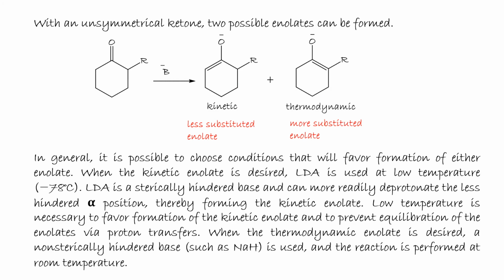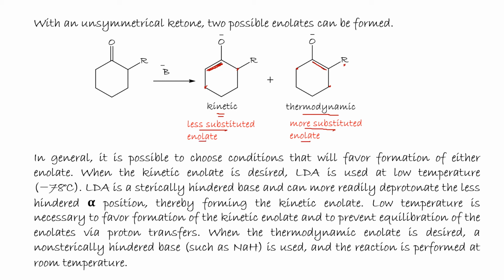For an unsymmetrical ketone, two possible enolates can be formed. One we call kinetic, with the less substituted double bond. So we have here the double bond, that's 1, 2. Double bond in here, 1, 2, and 3. And the more substituted we call the thermodynamic, more substituted enolate.